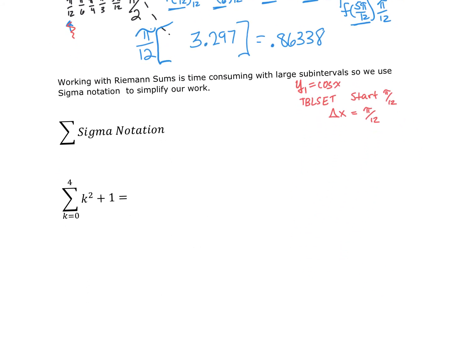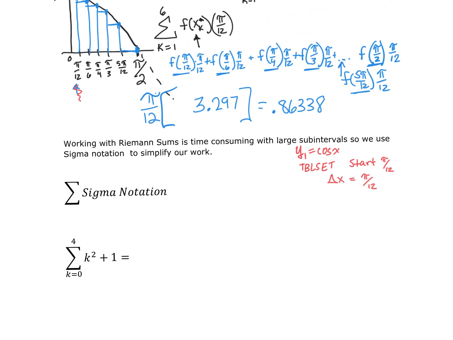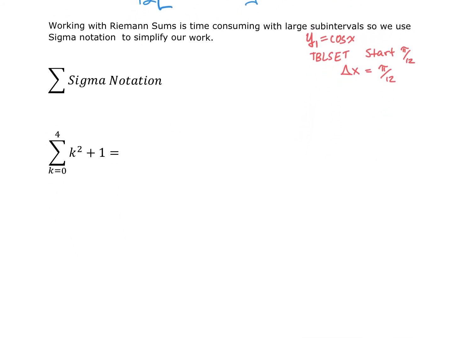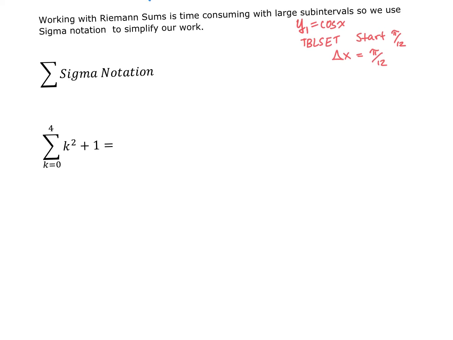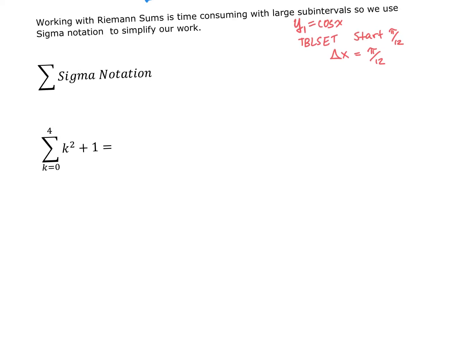All right, so this sigma notation, let's take a look. What does it mean? Let's look at one little example here. So this is the sum of all of the k squared plus 1s from 0 to 4. So what that means is we're starting with 0, and we're going to plug 0 in, and we're going to get 1.